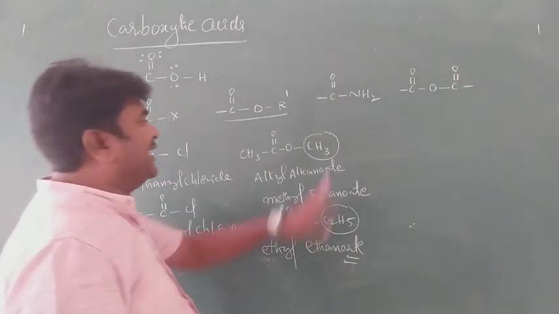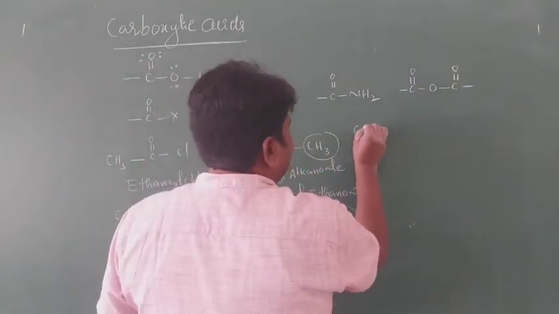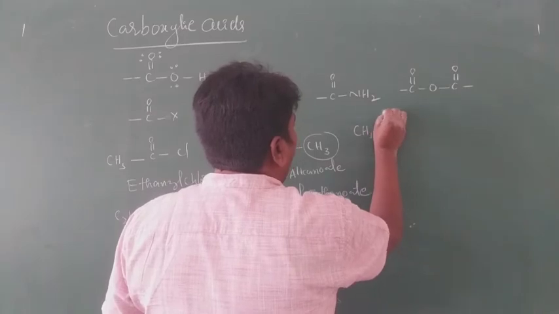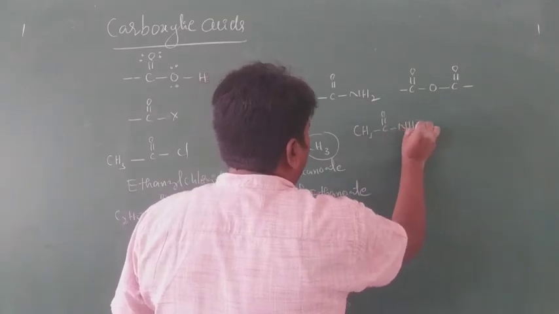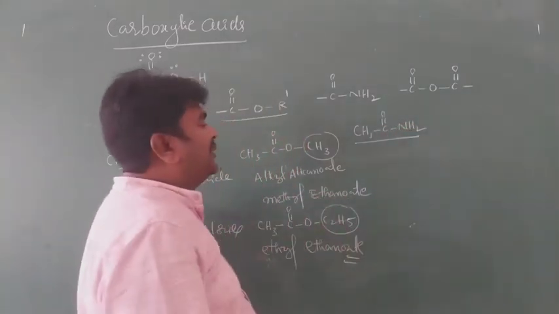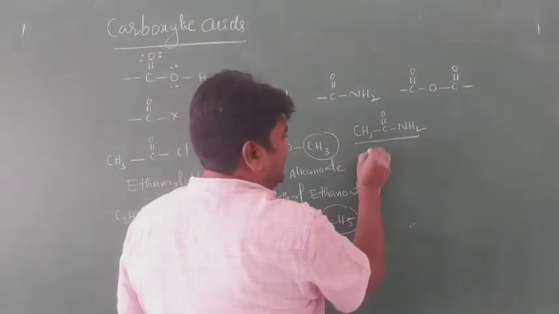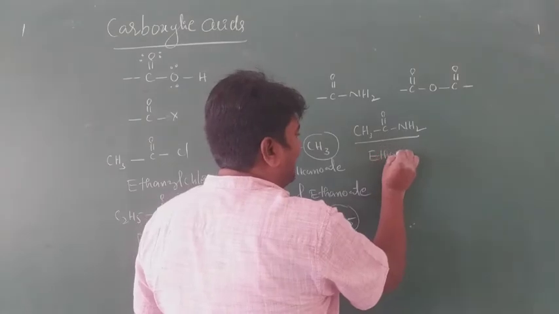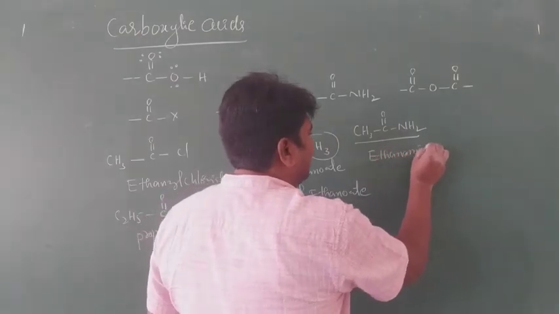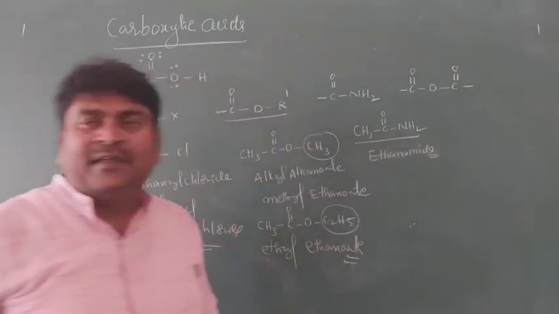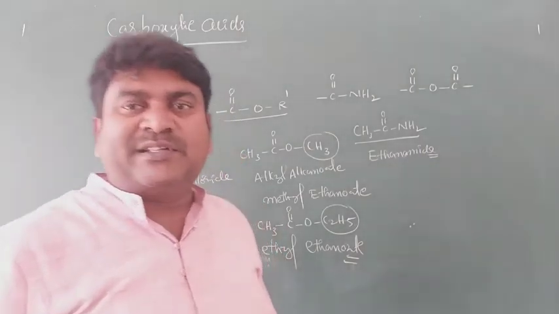Next one is amide. See there, CH3, C double bond O and NH2. How many carbons are in the carbon chain? 2 carbons are there. Ethane plus amide is ethanamide. I hope all the students have understood this one.